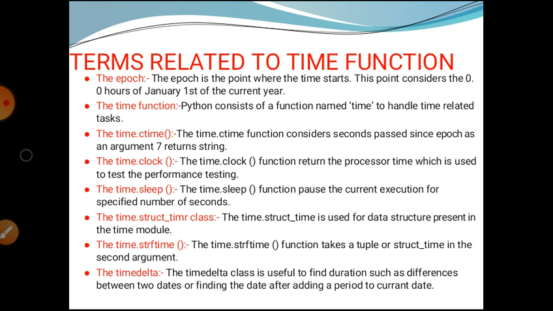Next, the time ctime function. The time ctime function considers the seconds passed since epoch as the argument and returns a string. That means the ctime function considers the seconds passed in our programs. Next, the time clock function. The time clock function returns the processor time which is used for performance testing. To test the performance of our processor, the time clock function is used.